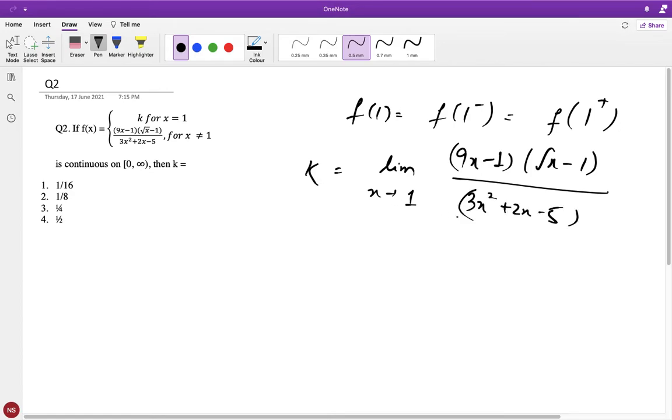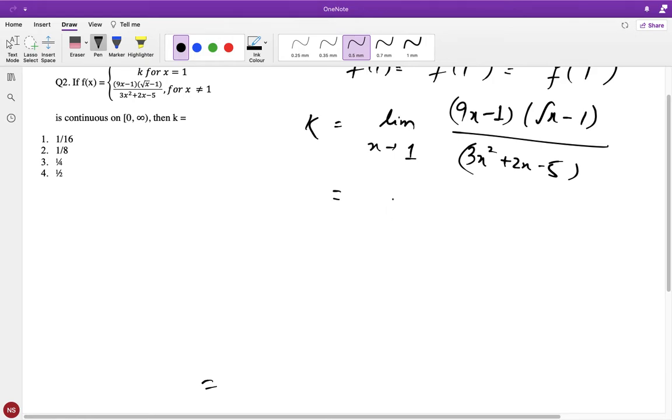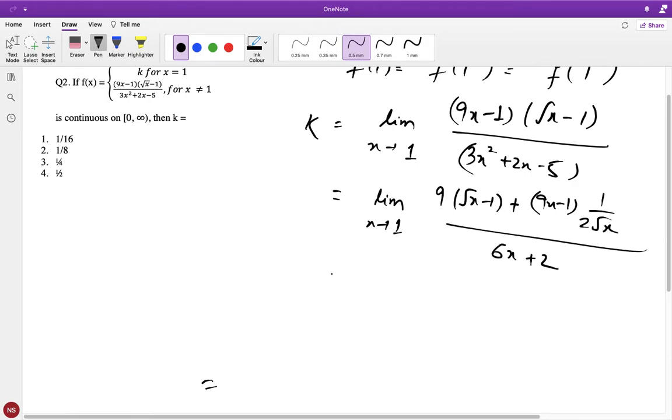And when you put a 1 over here, this will be 3 plus 2 is 5 minus 5 is 0, and square root of 1 minus 1 is 0, so 0 by 0 form. I can just take the derivative of numerator and denominator. Derivative of this will be what? 9x minus 1 first, so 9 into root x minus 1 plus 9x minus 1 into the derivative of root x, which is 1 by 2 root x. This will be 6x plus 2. So when I put 1 here, this will go to 0. This will be 8 divided by 2, which is 4, and this will be 8, so this is half.